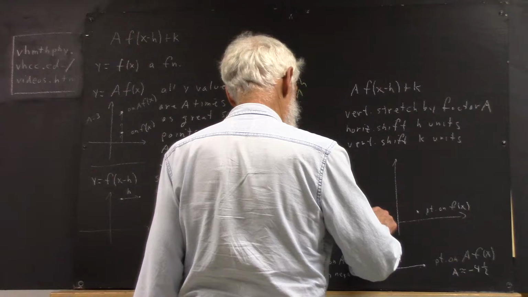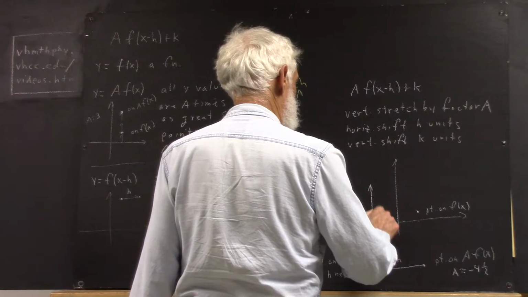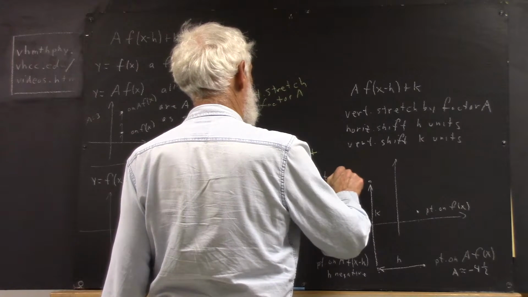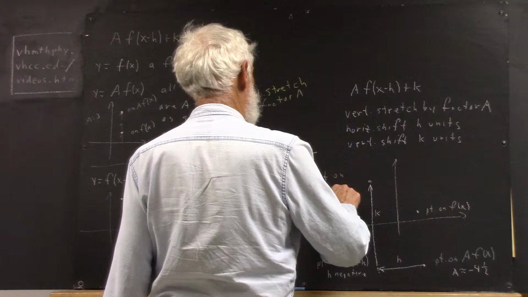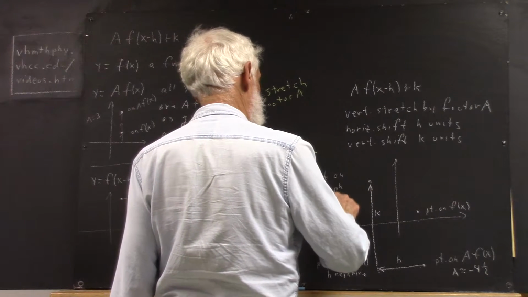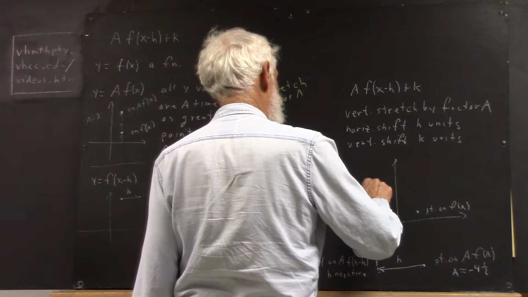Then we have a vertical shift. Okay? So we go up k units, and this point is on the graph of A f of x minus h plus k.